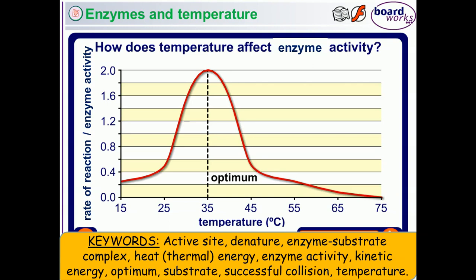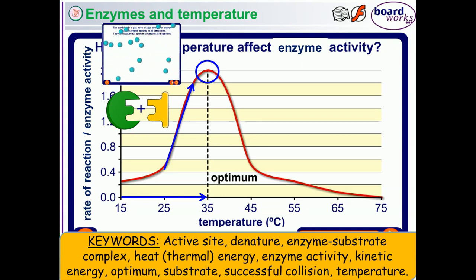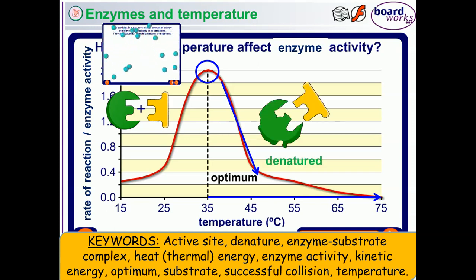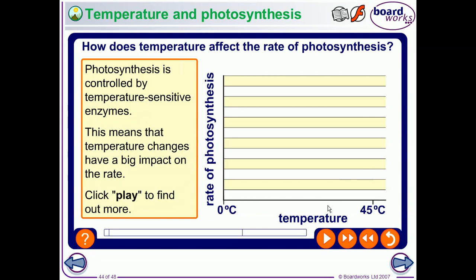Now we know that temperature affects enzymes, and enzymes are involved in photosynthesis. So when you increase the temperature up to the optimum, we know that the rate of reaction increases, and that's because there is more kinetic energy between the enzyme and substrate, so there are more successful collisions. Above the optimum temperature, an increase in temperature decreases the rate of reaction because the enzyme denatures. So we should be able to use this idea for how temperature affects photosynthesis.